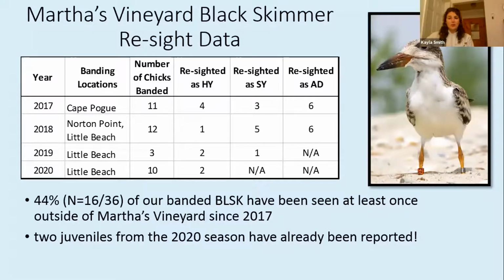So we banded a total of 36 skimmer chicks since 2017. And that's 44% of the birds have been resighted or reported at least once outside of Massachusetts, either during migration or at wintering sites. So considering the small sample size, I'd say the results are pretty good. And I'm hopeful that the number will go up because we are just starting to receive reports of our juvenile birds that were banded in 2020.